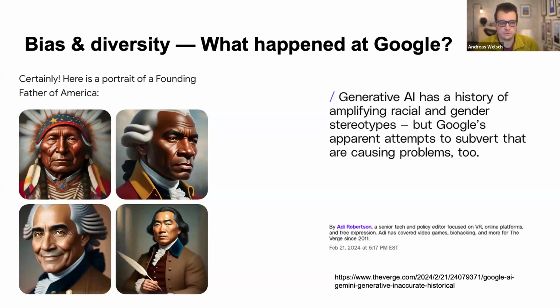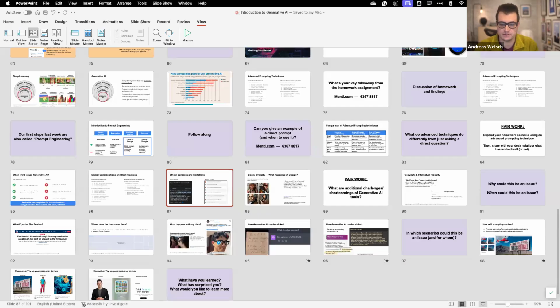Last year, this time around, Google was in the news. They overshot adding diversity into the models. Clearly, we know the founding fathers were not of African American descent or of American Indian or Native American descent, but Google was looking to compensate for that lack of diversity. So what happens when you do that? Right, you can overshoot the goal.